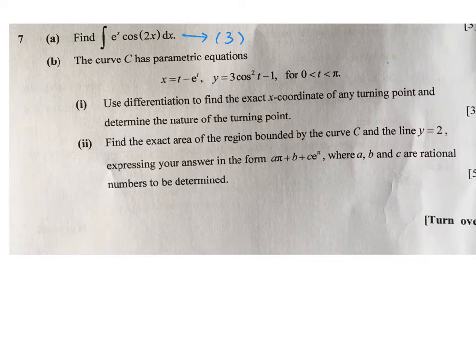The next part would be to use differentiation to find the exact coordinates of any turning point and determine the nature of the turning point. Okay, so you see now you have a parametric equation, so you have x and y. You need to do differentiation to find the turning point. So basically to find dy dx, you do need to conduct parametric differentiation, to find dy dt and then followed by dx dt. Okay, so if you have found dy dt, dx dt and you did some sort of operation to find dy dx, I did give you 1 mark for this one.